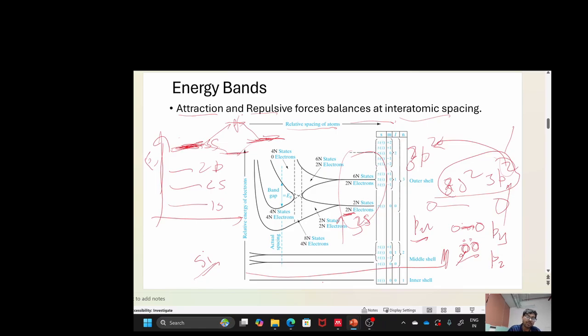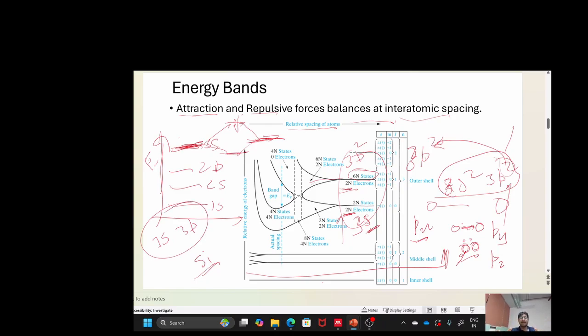Okay, if we have n number of atoms, so one s orbital has two electrons and two states, because it can accommodate two electrons. Okay, so it has two states, and this is 3p. 3p has two electrons, but it can accommodate six electrons. So number of states, it has 6n states, but only 2n are occupied.